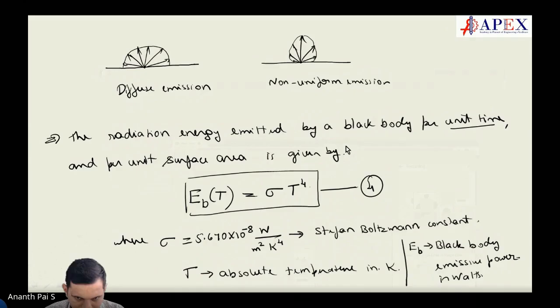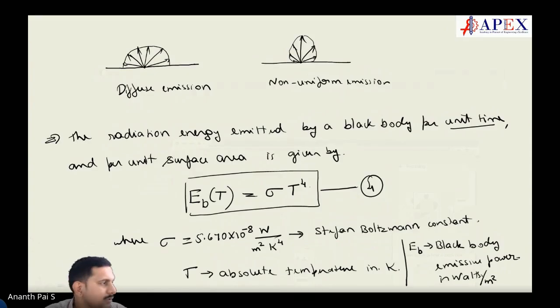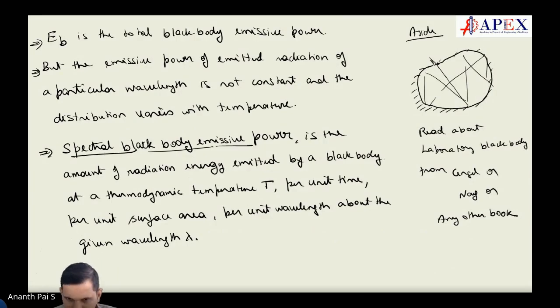Stefan Boltzmann constant, watt per meter square Kelvin to the power 4, times temperature in Kelvin to the power 4. So the Kelvin gets cancelled, and it becomes watt per meter square. Very important, correct that one. It's watts per meter square. Good observation. This is about the wavelength; I'll tell you more.